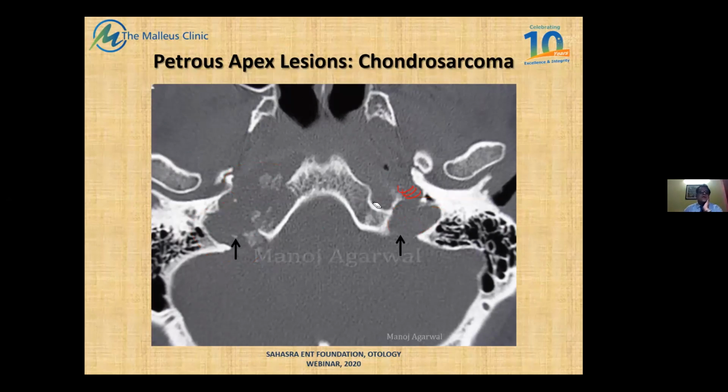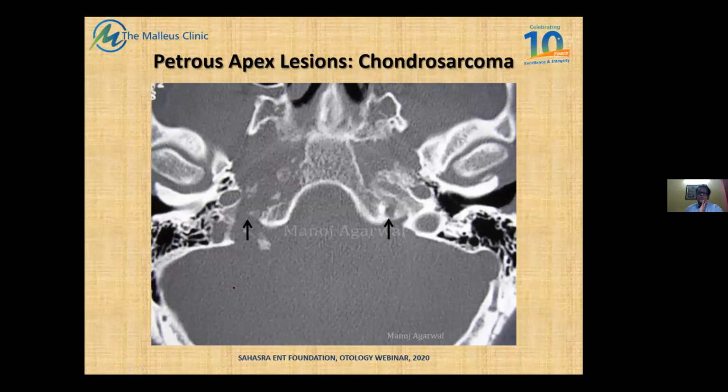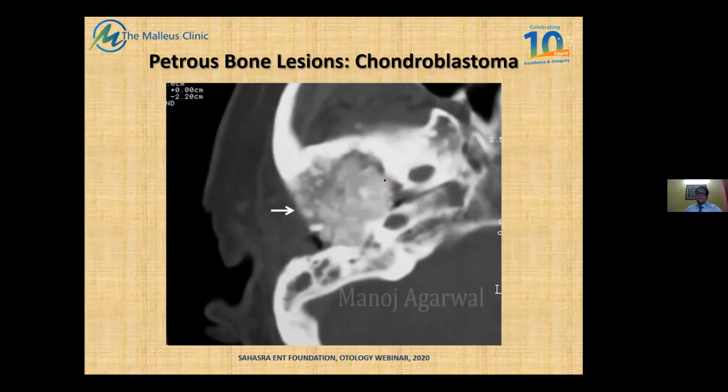This is a chondrosarcoma. This is also a chondrosarcoma, and you can see how it's so close to the jugular bulb, how it's so close to the carotid artery, how it's causing the erosion of the clivus, right? The clivus, okay? So this is a chondrosarcoma. This is a chondroblastoma, a chondrosarcoma and a chondroblastoma. Obviously, these are histopathological changes, but this seems to be arising also from the temporal bone. Okay, so this is a chondroblastoma.